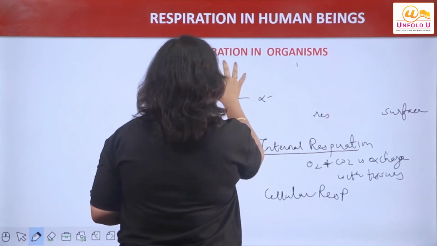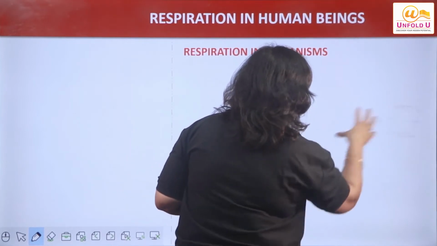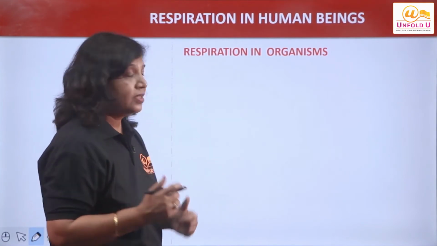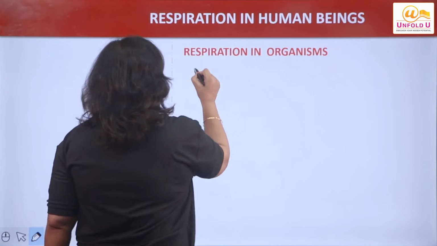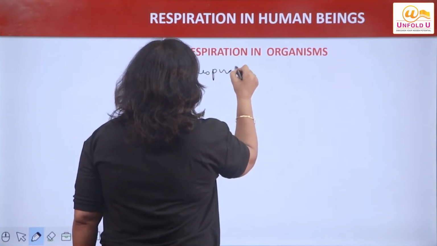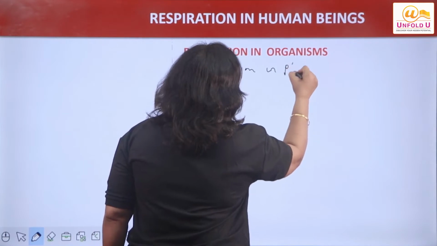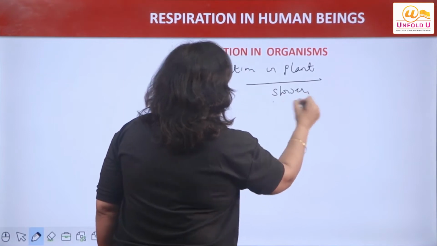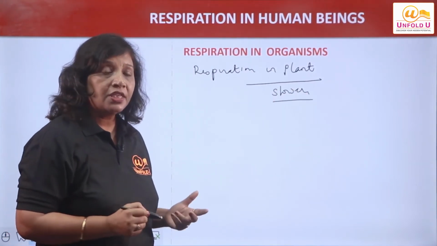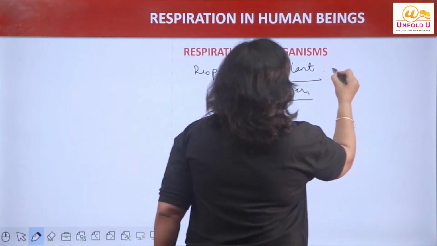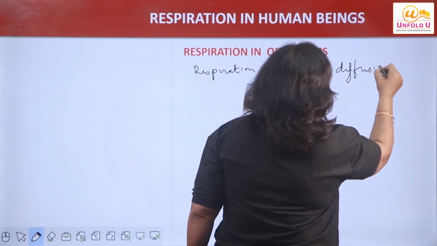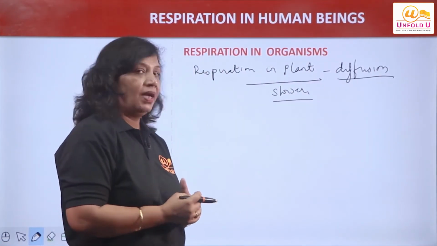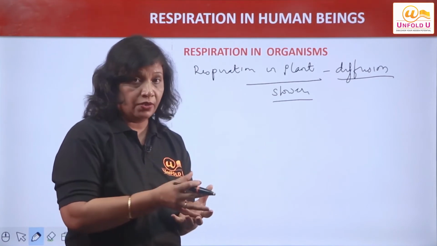Now let us see how respiration takes place in plants. Animals respire, so plants also need to respire. They also need to take in oxygen and give out carbon dioxide. But here I would say one thing: in plants, the rate of respiration is slow. So how is respiration taking place in plants? It is mainly taking place by diffusion, right? Respiration in plants occurs mainly by diffusion.